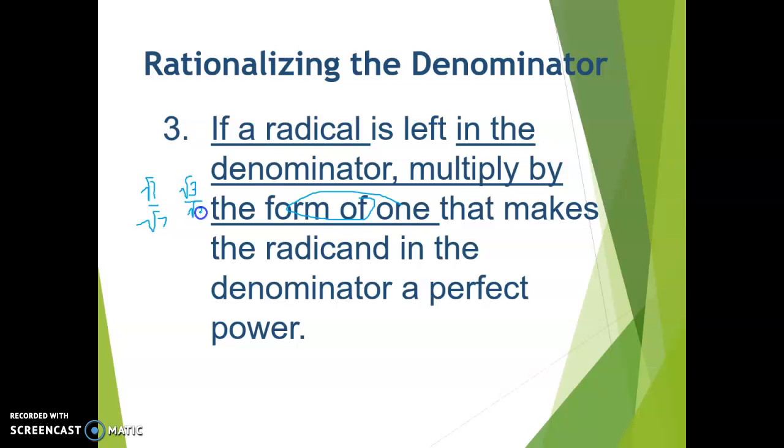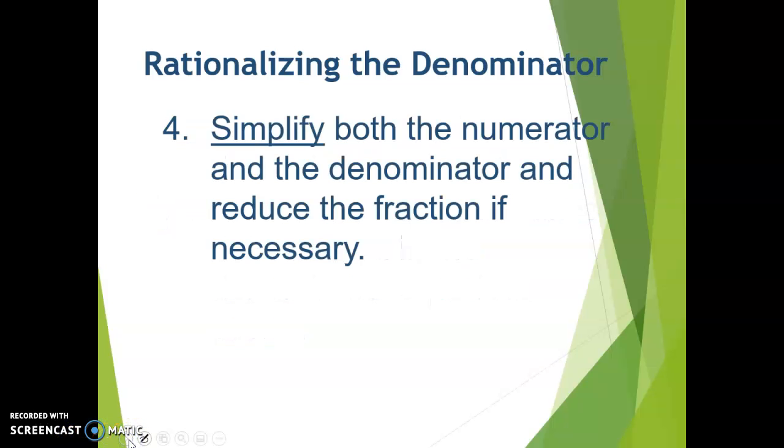Multiply by the form of 1. That makes the radicand in the denominator a perfect power. Basically, that eliminates the root symbol. Simplify both the numerator and the denominator and reduce the fraction if necessary.